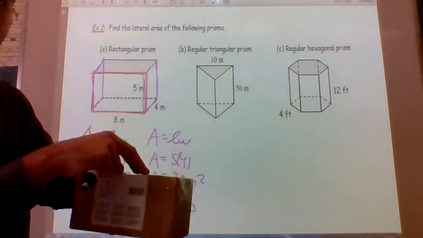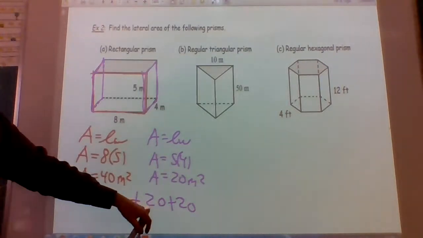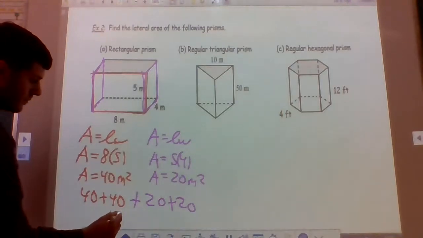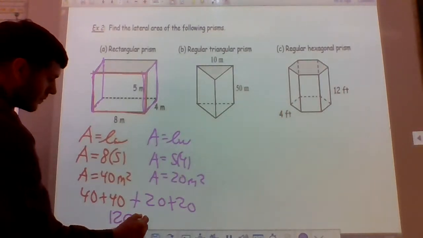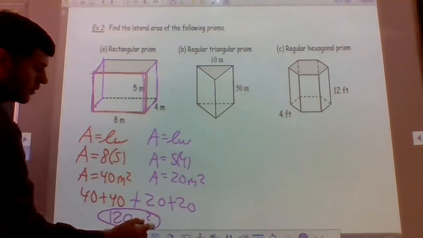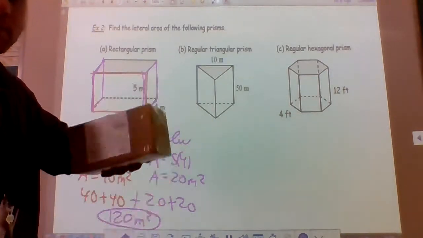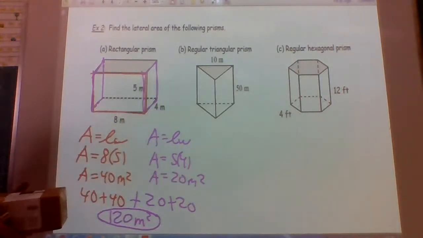So there's 2 bases, 4 lateral faces. The 4 lateral faces, 40 plus 40 plus 20 plus 20, is going to add up to 120 meters squared. So that's going to be our lateral area. The area of the 4 lateral faces. 2 bases, 4 lateral faces, for a total of 6 total.